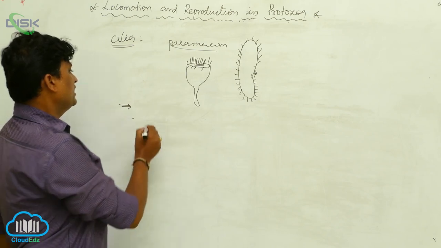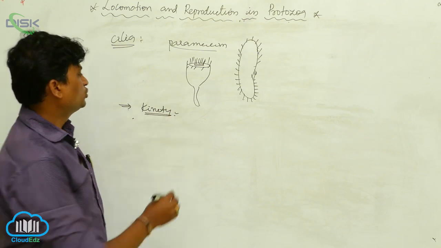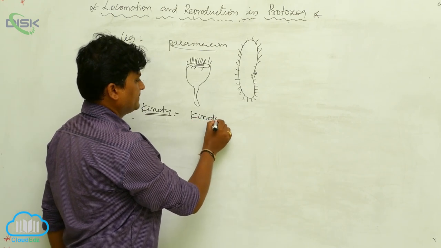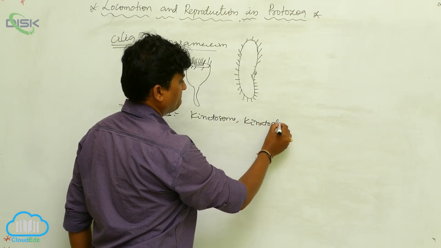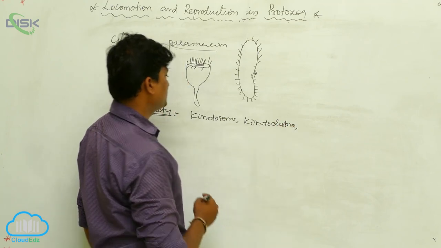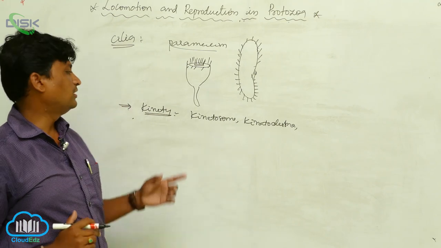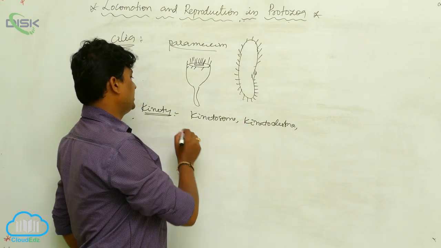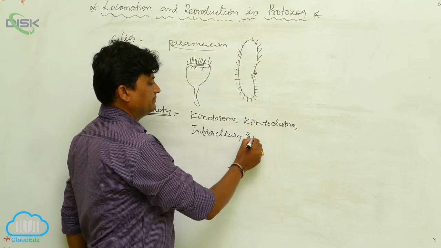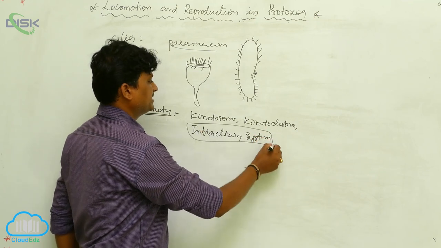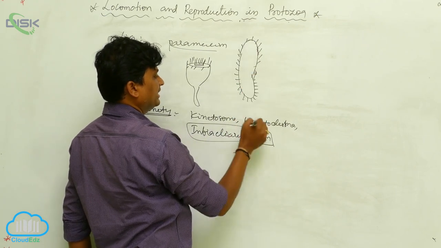But we must say here that there is one more thing, the kinetic. Kinetic means kinetosomes and kinetodesmata. The longitudinal tubes of kinetosomes and kinetodesmata constituted together we call kinetic. These all consist of the infraciliary system, which is present below the pellicle.